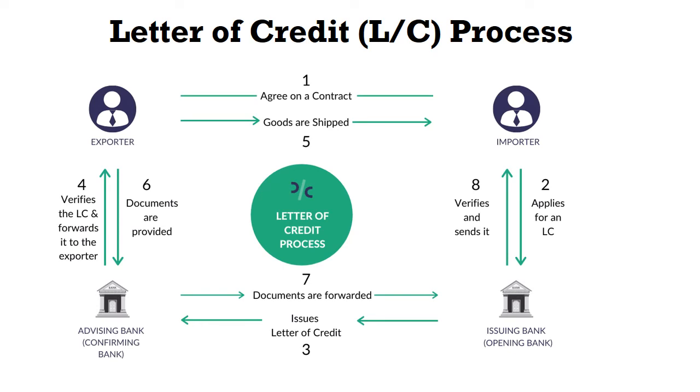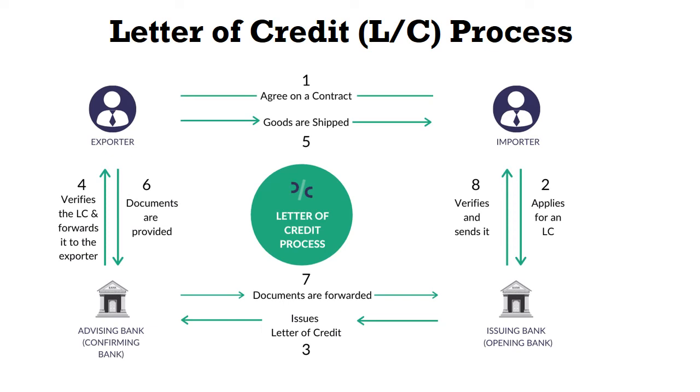After that, you can see number two, the importer applies for LC to the bank. First the exporter and importer have some contract, then the importer applies for the LC to the bank. Then the bank checks all the scores and everything for the importer, like the importer company name. If everything is clear, then they issue the letter of credit to the exporter's bank. It is between the two banks, right? Whatever the importer tells in the letter of credit goes to the advising bank for confirmation.